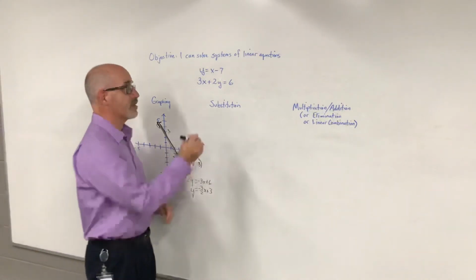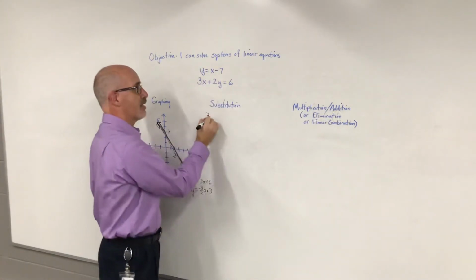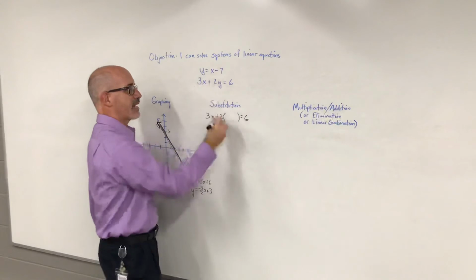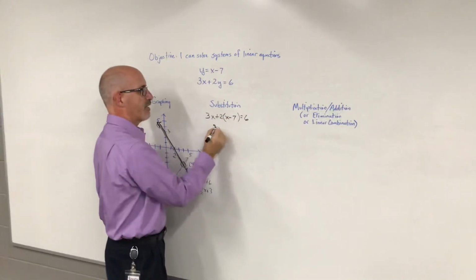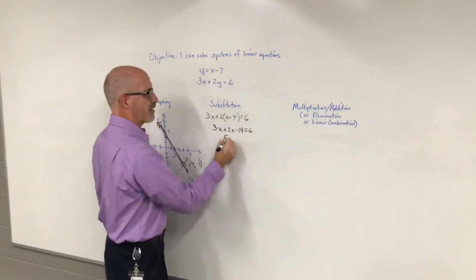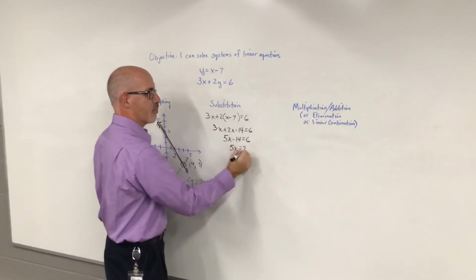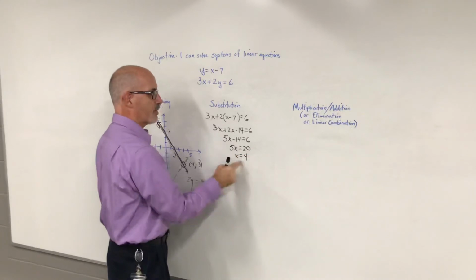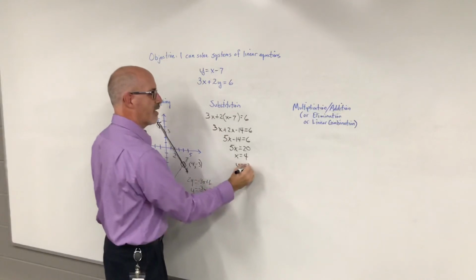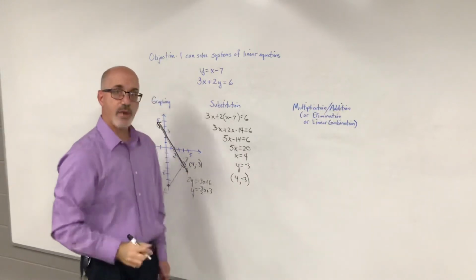Now let's do it by substitution. Substitution means you're going to take one, the y equals this, and put it in for the other equation. So what I have is 3x plus 2, and I take out the y, and I put in its place the x minus 7, and I solve it. 3x plus 2x minus 14 equals 6. I get 5x minus 14 equals 6. Add 14 to both sides, 5x equals 20, x equals 4. When we substitute 4 back into here, 4 minus 7 gives me y equal to -3. So I have my solution of 4, -3, which is the same solution I got with the graph.